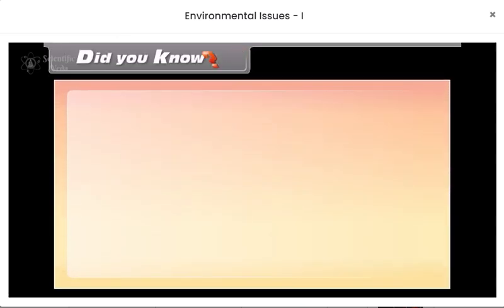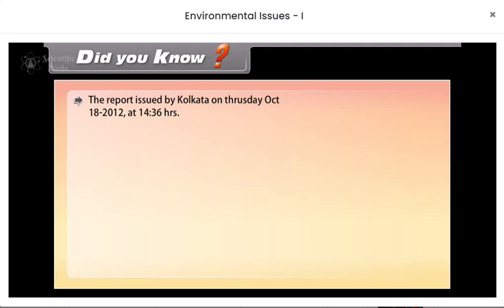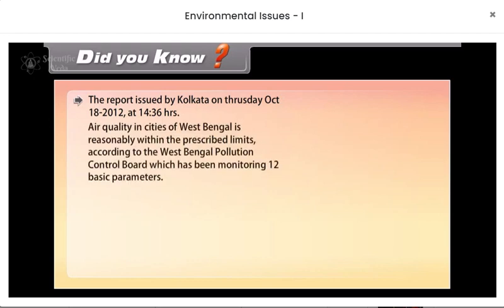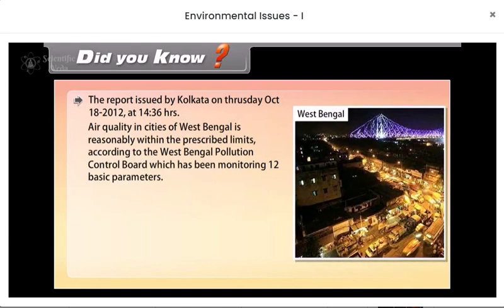Did you know? The report issued by Kolkata on Thursday, October 18, 2012 at 14:36 hours says air quality in cities of West Bengal is reasonably within the prescribed limits according to the West Bengal Pollution Control Board, which has been monitoring 12 basic parameters.